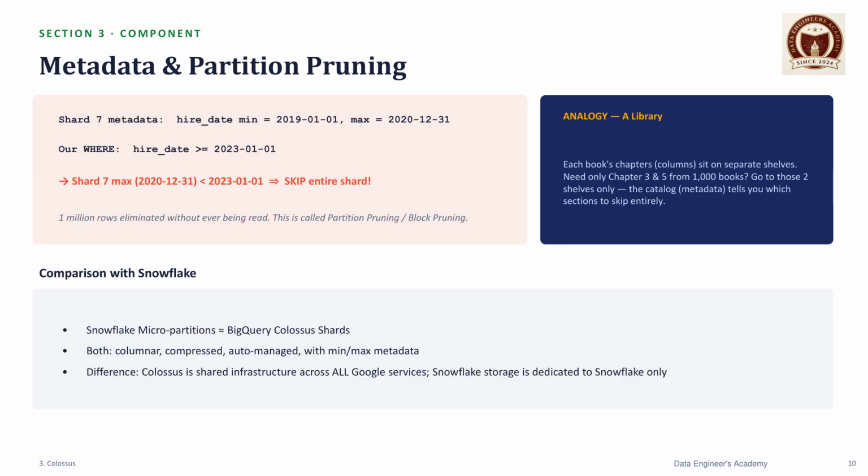Colossus also leverages metadata for partition pruning. If a shard's maximum hire date falls before our filter criteria, the entire shard is skipped. This eliminates a million rows instantly without reading a single byte.